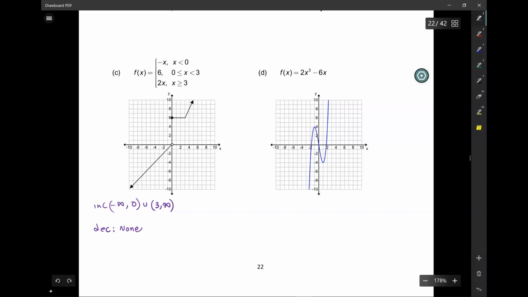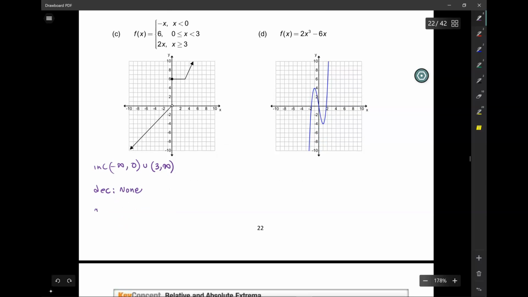Okay, so if I had a space for it, increasing, and then decreasing, go ahead and write none. But if it's up to you to write them, then you don't have to include it. Right, on homework you wouldn't have to. And it's constant from 0 to 3.